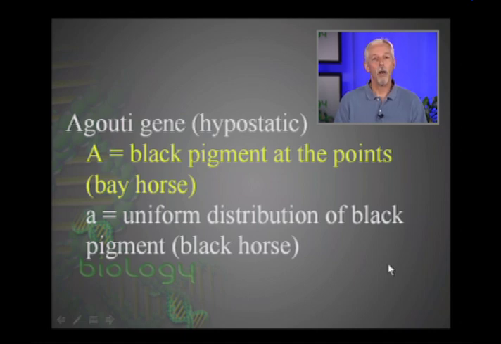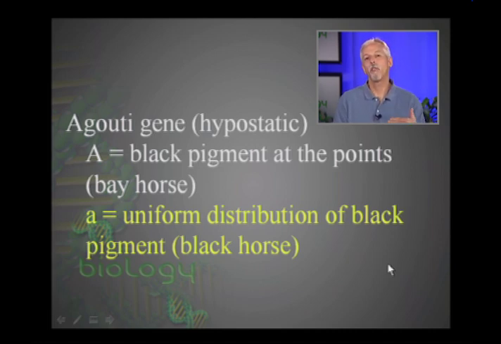A brown horse that has black at the mane, tail, and lower legs we refer to as a bay horse. So when we look at the agouti gene, if a horse has the dominant allele, it's saying make black pigment, but make it a bay horse. And then a recessive allele is telling the horse to make black pigment, but make it everywhere. Don't restrict it to the points. And so that would be coding for a black horse. So again, dominant allele, bay horse, black pigment at the points. The recessive allele produces black pigment everywhere, which would make a black horse.